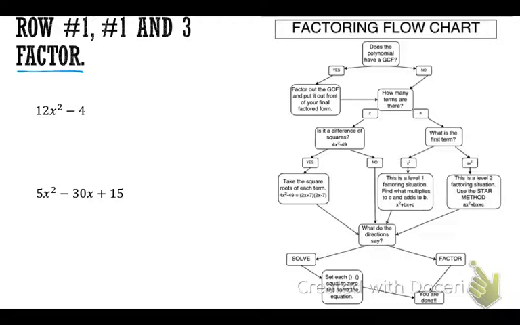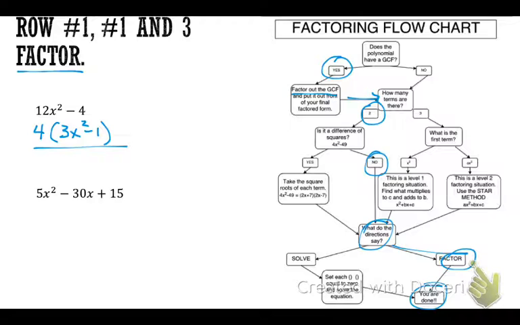So I look at those terms, 12 and 4, and yes, I see that I do have a greatest common factor, so I'm going to factor that out, which is 4, which looks like I pull it to the front and then I divide. So I get 3x squared minus 1. Then I just ask myself, how many terms are there? There are 2. It's not a difference of squares because there's nothing that I can square to give me 3. What do the directions say to do? The directions just say to factor, so I am done. I have factored that as much as I can.